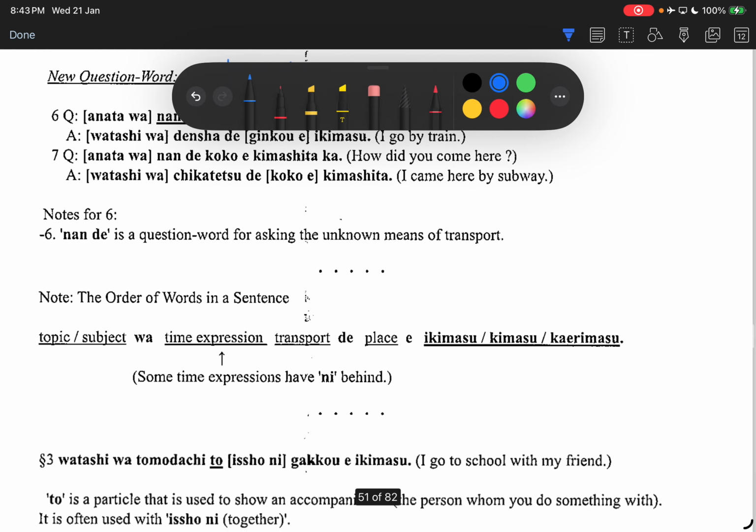I personally don't use nande because nande is very easily confused with why. Then why, I also don't use nande. I will use doshite, because I don't want to confuse the listener about exactly what question I'm asking.